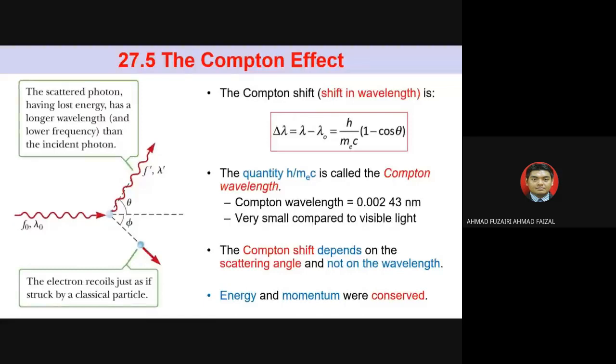Applying relativistic energy and momentum conservation to the collision described in the figure, the shift in wavelength of the scattered photon can be described by this equation. Okay, if you can see here, the shift in wavelength, delta lambda, equals lambda minus the initial lambda, equals h, the Planck constant, divided by m_e, the mass of the electron, times c, the speed of light, multiplied by 1 minus cos theta.